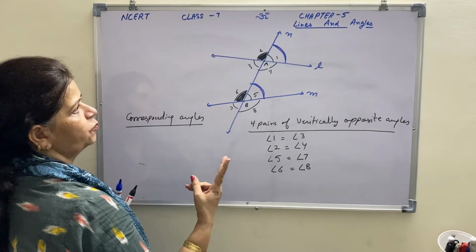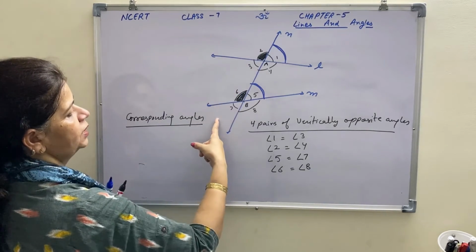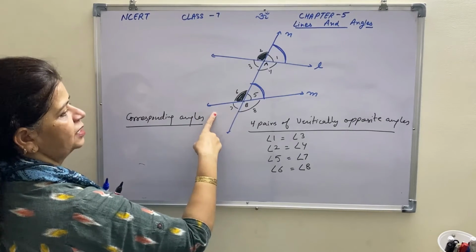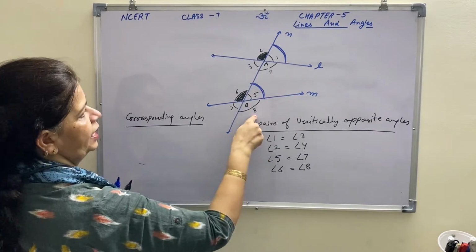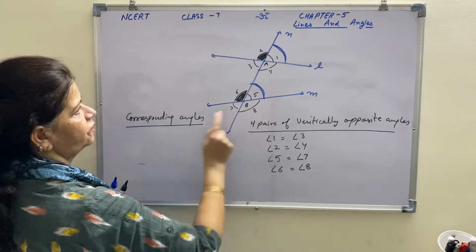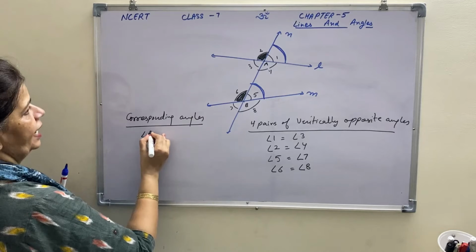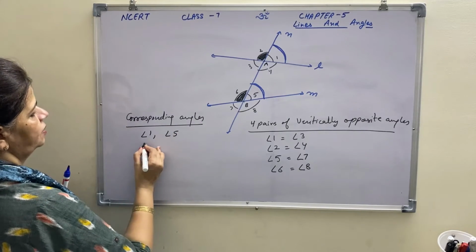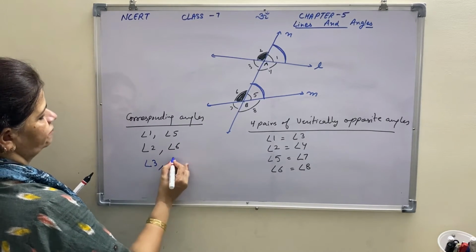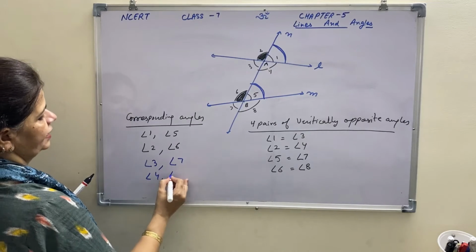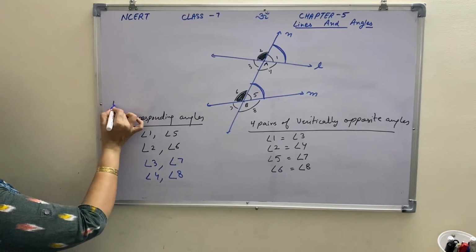these two, more corresponding angles are there, which are 3 and 7, below the line, on the left of the transversal, and 4 and 8, below line L, below line M, on the right of the transversal. So we have 4 pairs of corresponding angles. One is angle 1 and angle 5, this is one pair. Angle 2 and angle 6, another pair. Angle 3 and angle 7 is the third pair. Angle 4 and angle 8 is the fourth pair. So we have 4 pairs of corresponding angles.